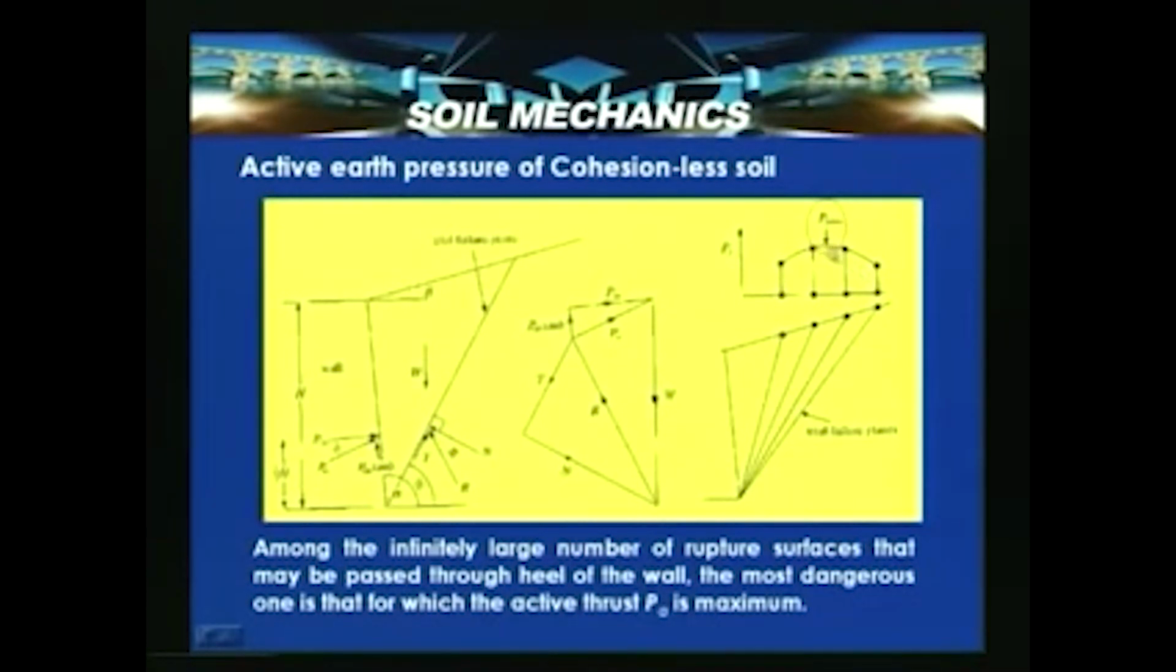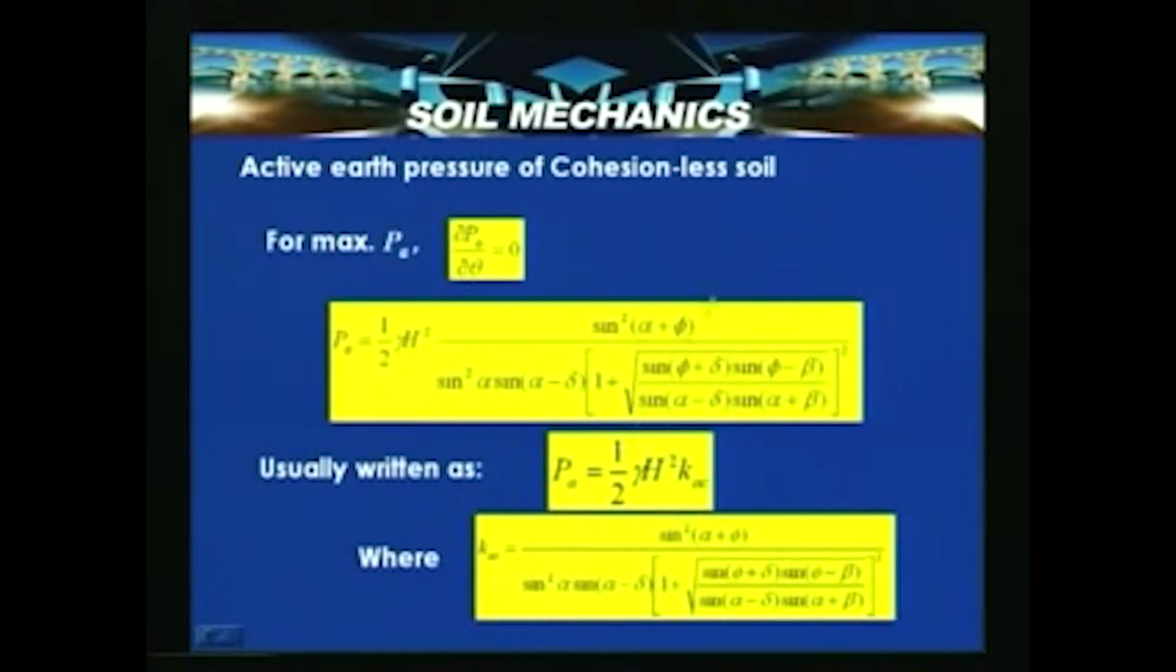So, this envelope is shown here, and the surface which gives that maximum lies at a certain angle theta with the horizontal. So, for maximum PA, dou PA by dou theta is equal to 0. With that, we will be able to get PA is equal to half gamma h square into sin square alpha plus phi divided by sin square alpha into sin alpha minus delta into [1 plus root over sin phi plus delta into sin phi minus beta divided by sin alpha minus delta into sin alpha plus beta] whole bracket square. So, this particular PA is equal to half gamma h square into KAC.